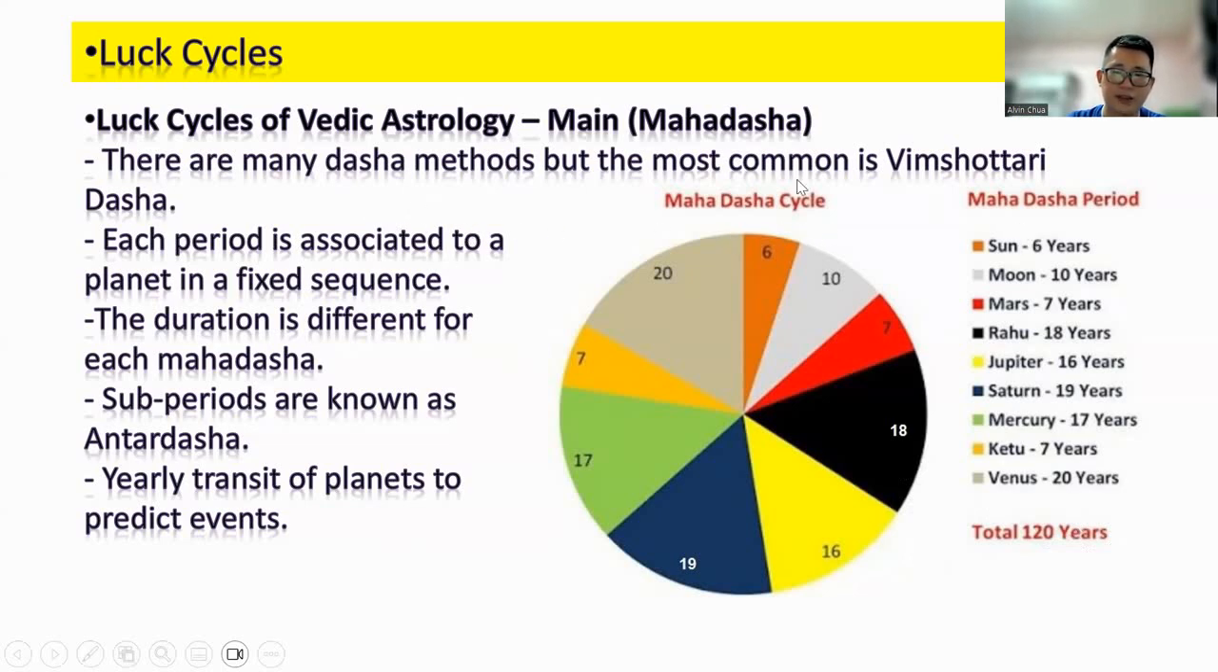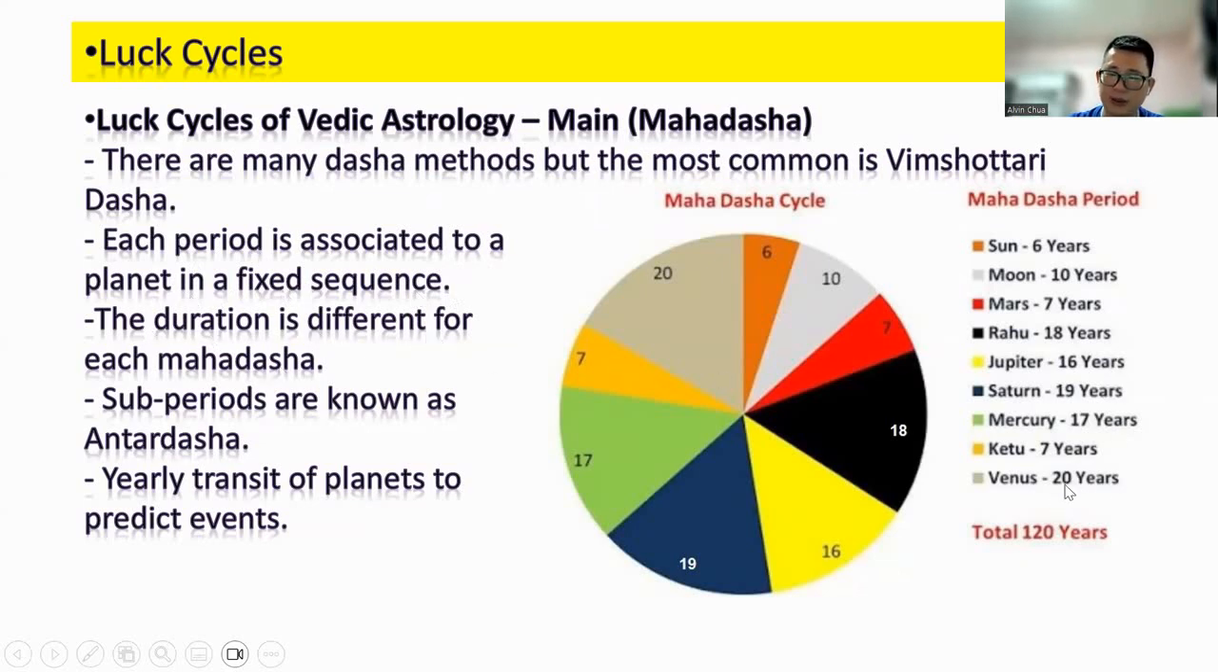But the key difference is that for the Vedic Astrology version, the years are not distributed evenly. It's not a 10 years period. You can look over here. The 120 years is distributed in this manner. Certain cycles can last 20 years. Certain cycles, like the Sun cycle, last only 6 years. If it is going through a Saturn cycle, then it lasts 19 years. But this sequence is fixed. Okay? Each period is associated to a planet in a fixed sequence. As I mentioned, the duration is different for each Mahadasha.